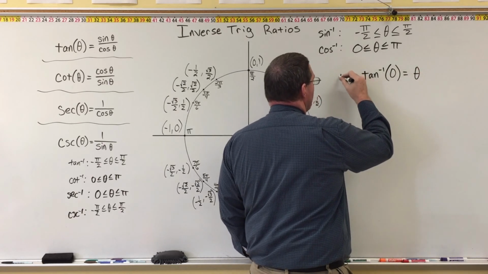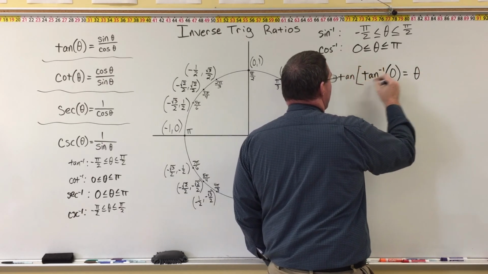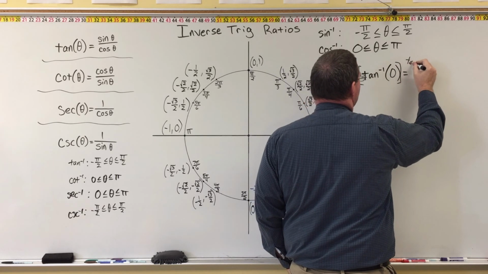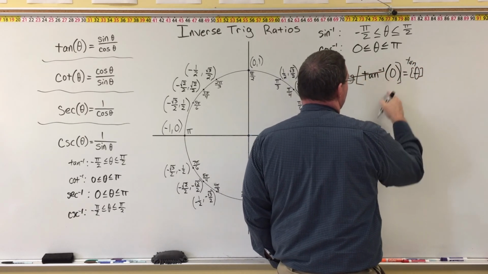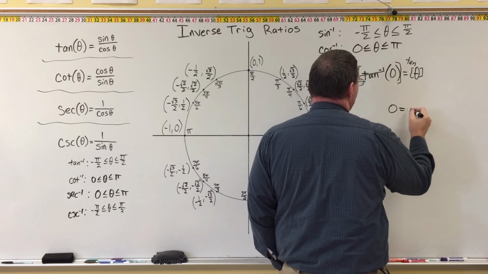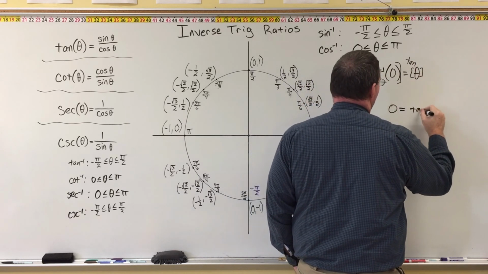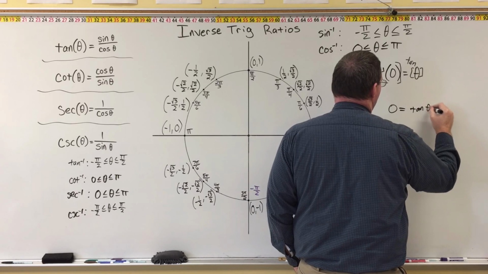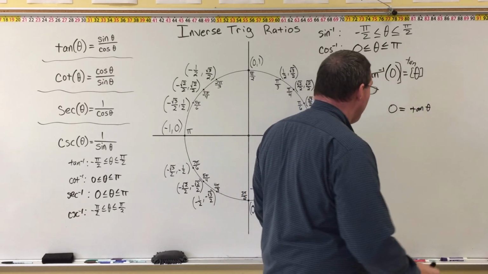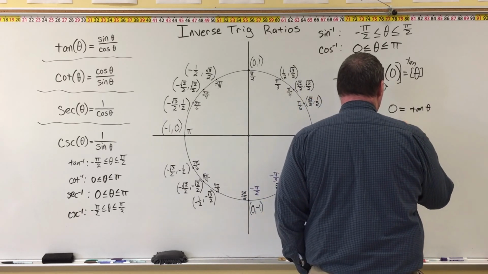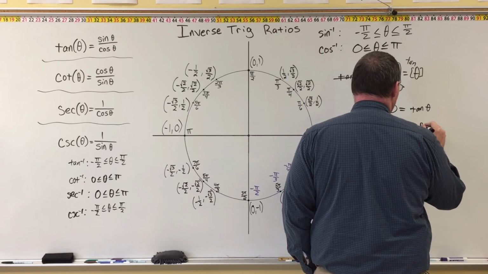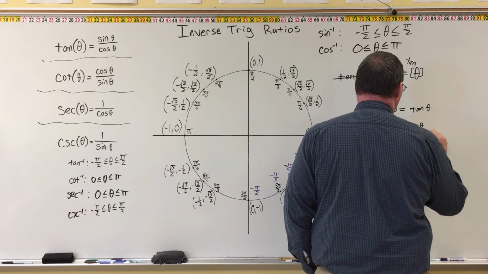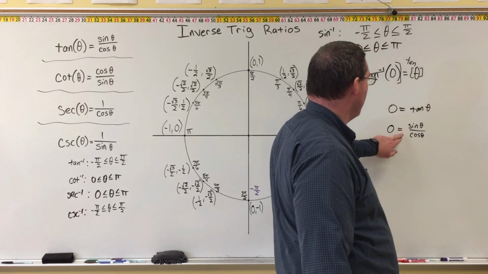And to cancel the tangent, we're going to do tangent of both sides. Over here, it's going to cancel tan inverse, and we're going to just carry down the 0. So 0 is equal to tangent of theta, okay? All right. Well, we know that tangent of theta is the same thing as sine of theta over cosine of theta. Now, we now have a fraction is equal to 0.